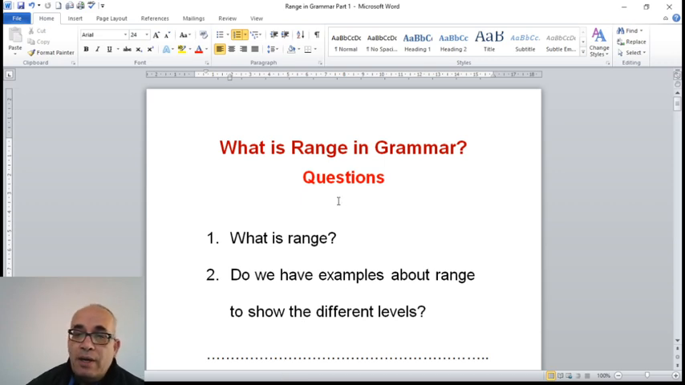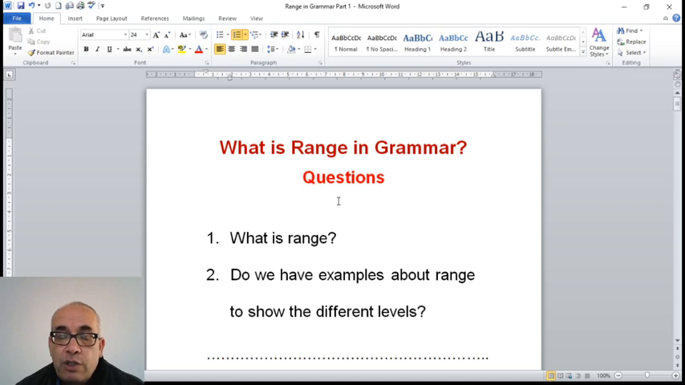Hello everyone. Our lesson today is about range. It's a very strange word for some of you, but I think we need to know it because when you move from entry 1 basic to entry 2 elementary to entry 3 intermediate and then you move up, you should know the meaning of the word range.